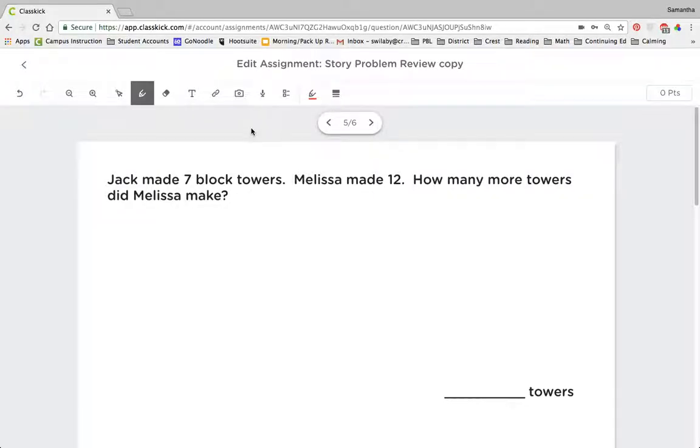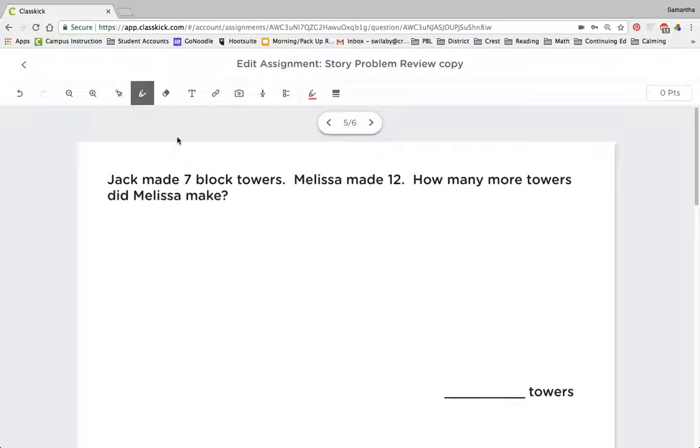In this video, we're going to learn how to solve story problems in which we're comparing numbers. So an example of that sounds like this. Jack made 7 block towers. Melissa made 12. How many more towers did Melissa make?